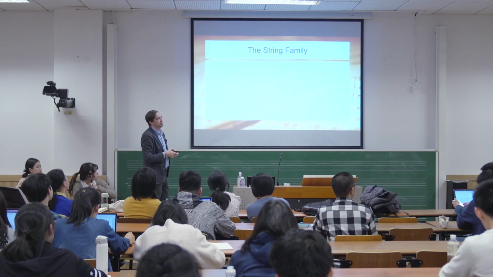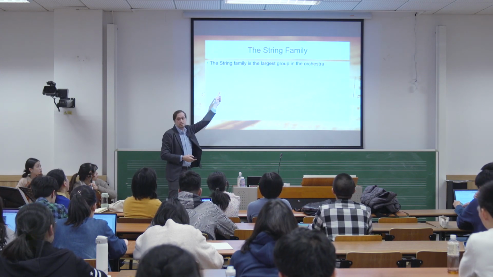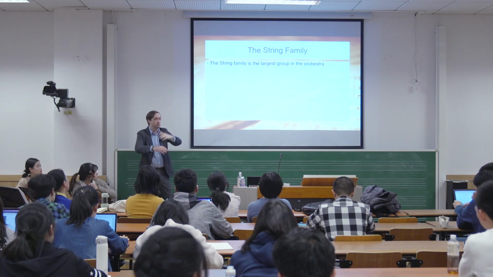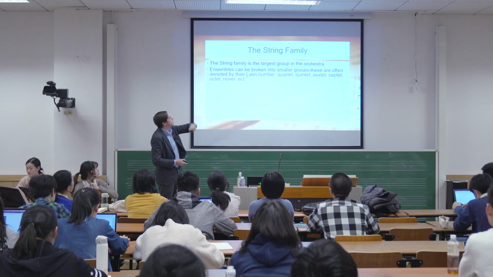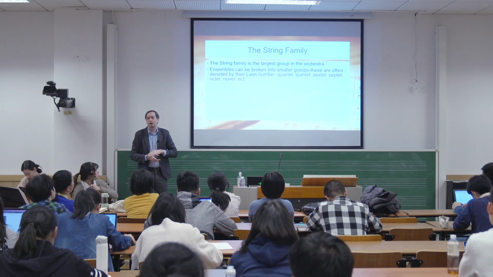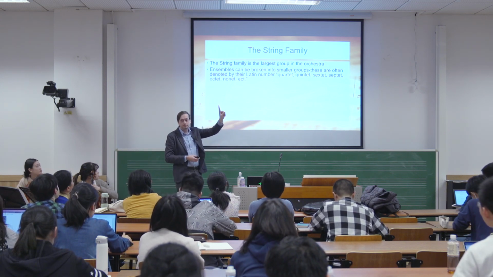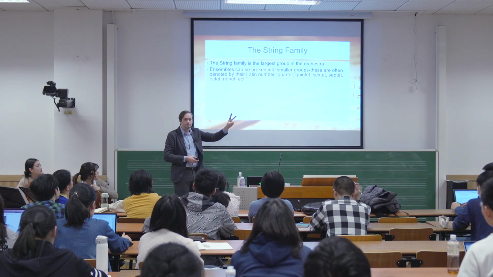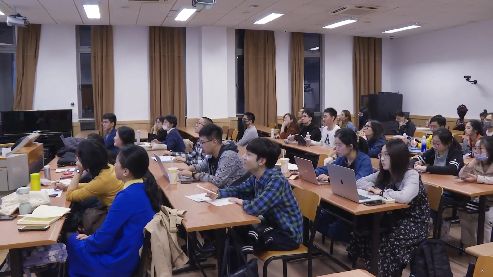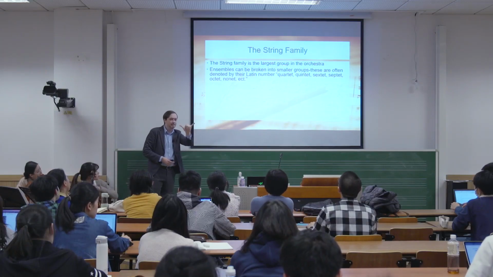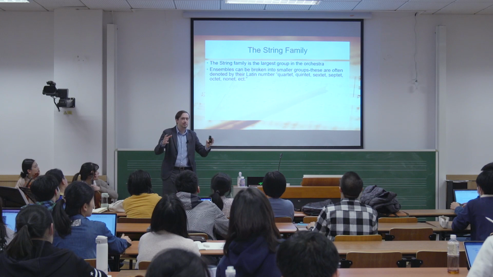So the string family, and we know there's four families in the orchestra. The string family is the largest, right? In any orchestra, the bulk of the players are going to be in the string family. Now, we can break them into smaller groups. We often call this by the Latin number. If it's one person, it's called a solo. 2 people, duo, 3 people, trio, 4 people, quartet, quintet, sextet, septet, octet, nonet, and then deco, right?